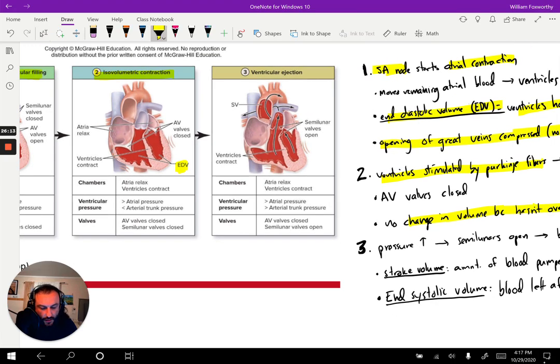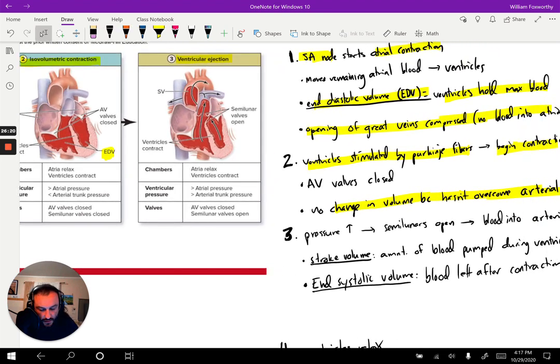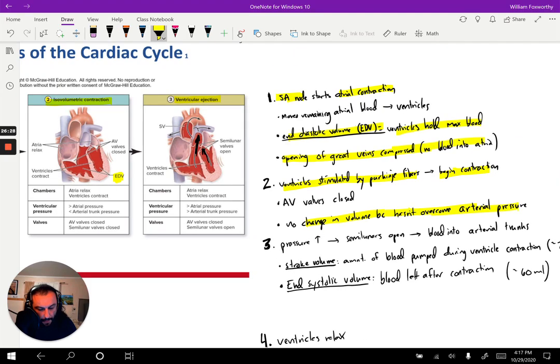Okay, the next phase, ventricular ejection, is when the contraction has proceeded enough that the pressure in the ventricles is greater than the pressure in the arteries, so that you open up the pulmonary and aortic semilunar valves, and then blood goes into those arterial trunks.